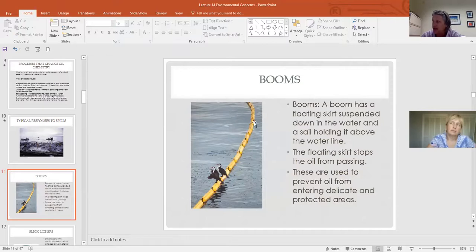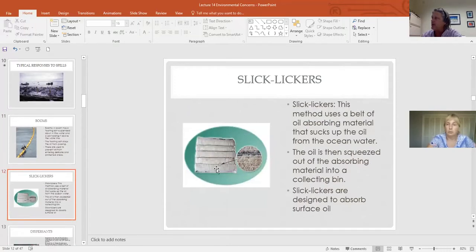First, you have to contain it, and booms are laid. They're not very deep. They're like 6, 8 inches deep. I mean, they're not chained to the floor of the sea. They're just deployed to stop the flow. Around the back end of the clean booms, and you can't do this for a lot, but you use these slick lickers on the back of booms to absorb whatever gets through. And then you can squeeze the oil out into a collecting bin.